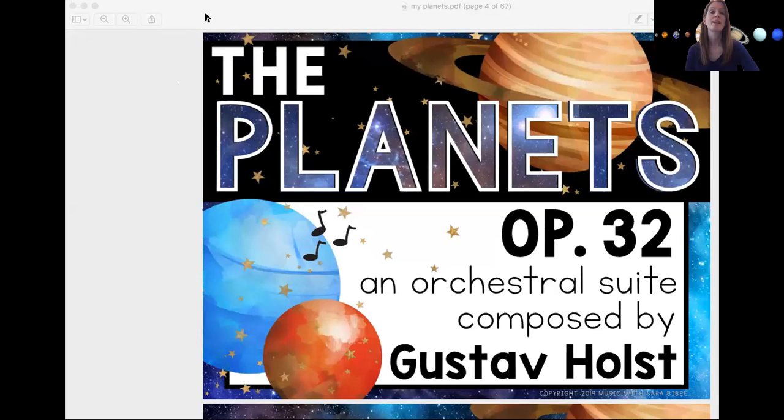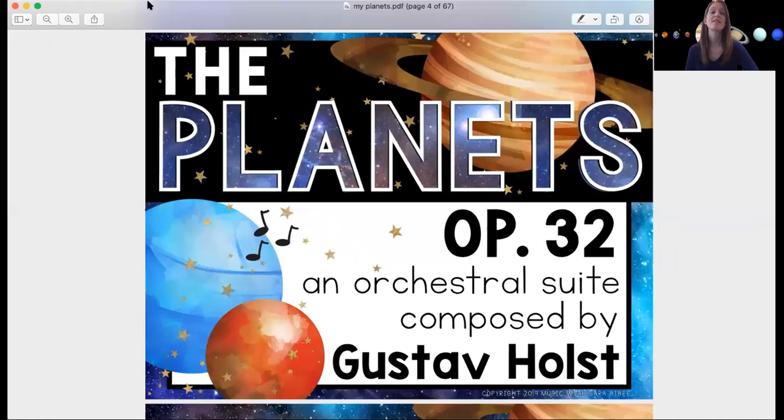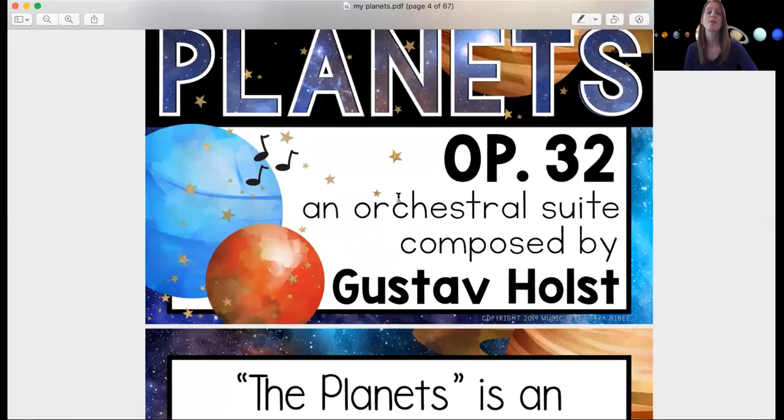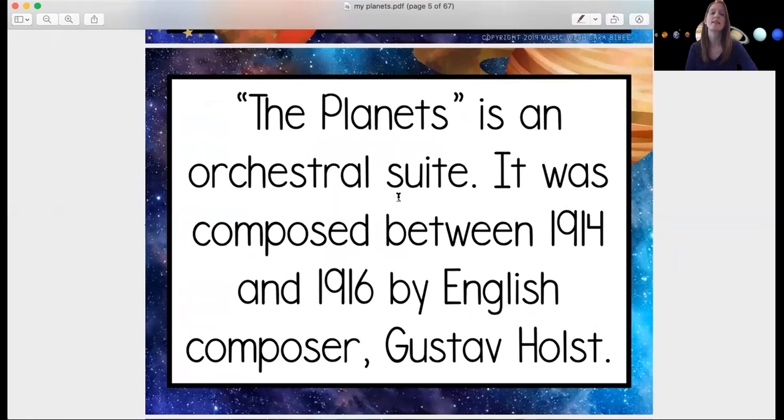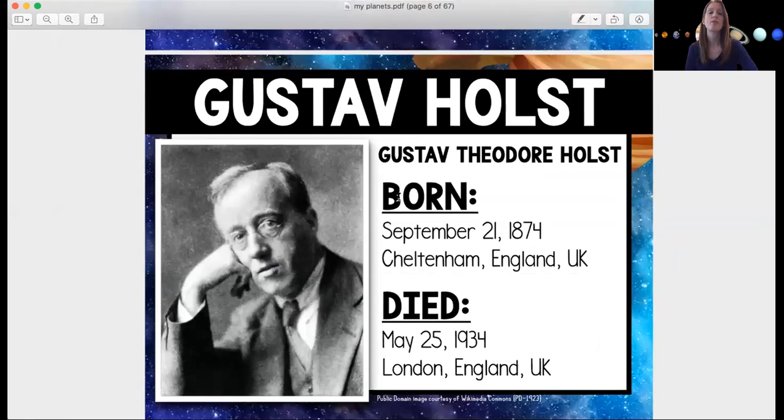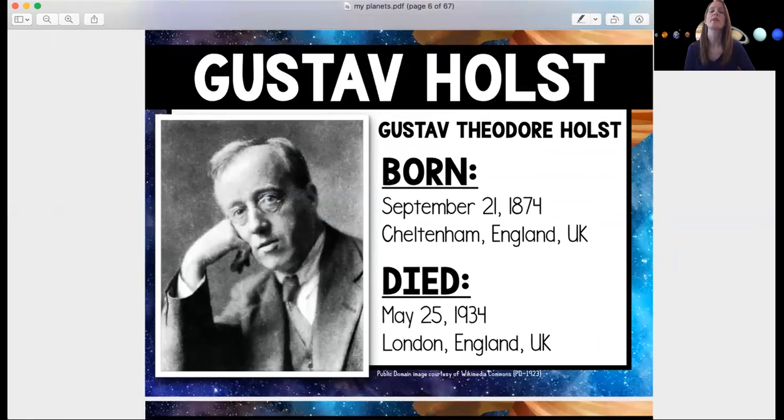The Planets is an orchestra suite, which means that it's a collection of movements composed by Gustav Holst. It was composed between 1914 and 1916. Gustav Holst was born September 21st, 1874 in England, and he died May 25th, 1934, also in England. And that would put him in the more modern 21st century composers.